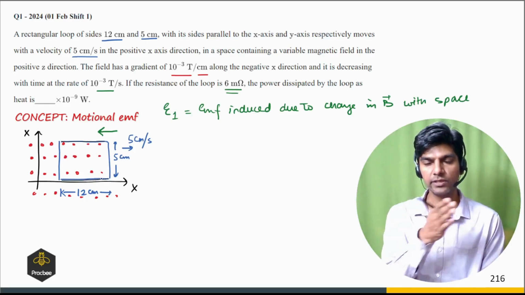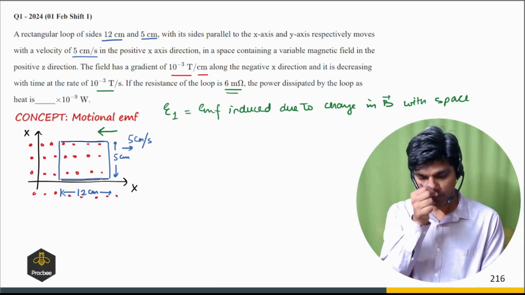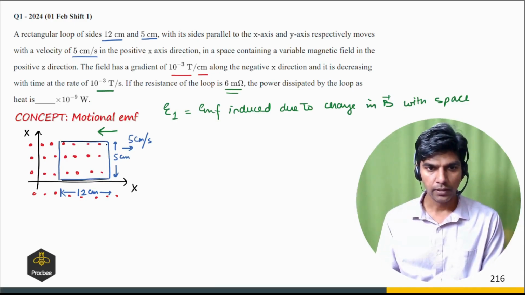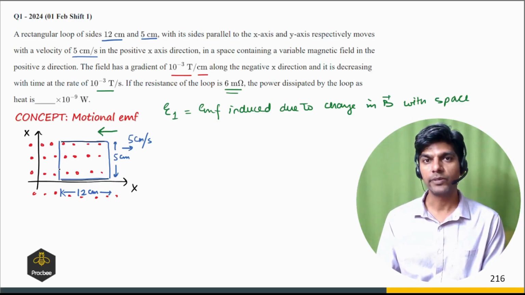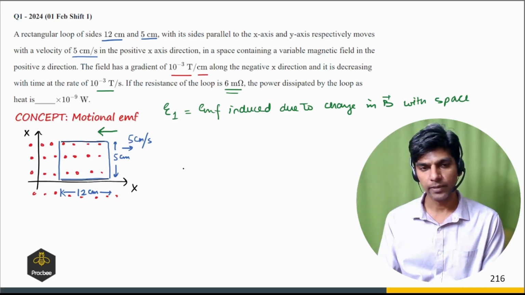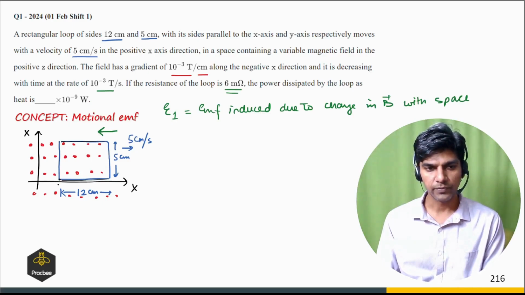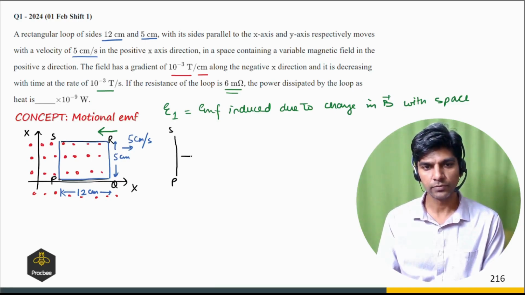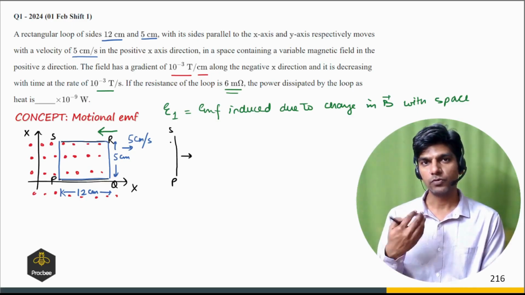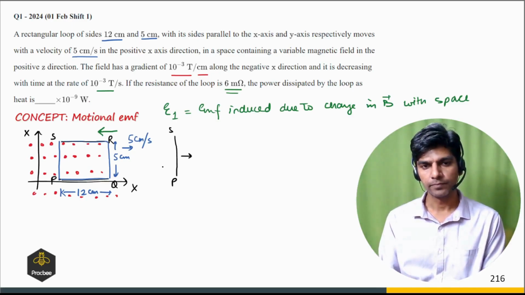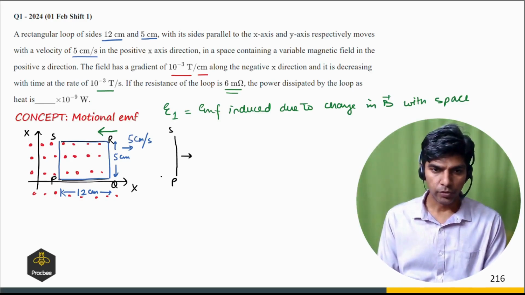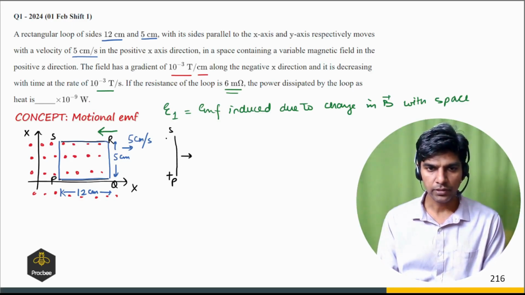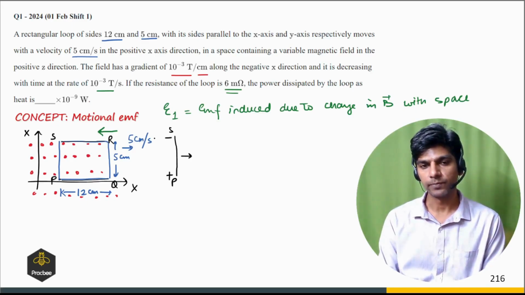Is it clear? Because these sides are parallel to the velocity. But if you look at the vertical sides, the field at the left side will be more than the field at the right side. So let me name it. If this is P and this is Q, R and S, then PS is going in the right direction and the field is out of the plane. So the bottom end will be at high potential, the top end will be at low potential.